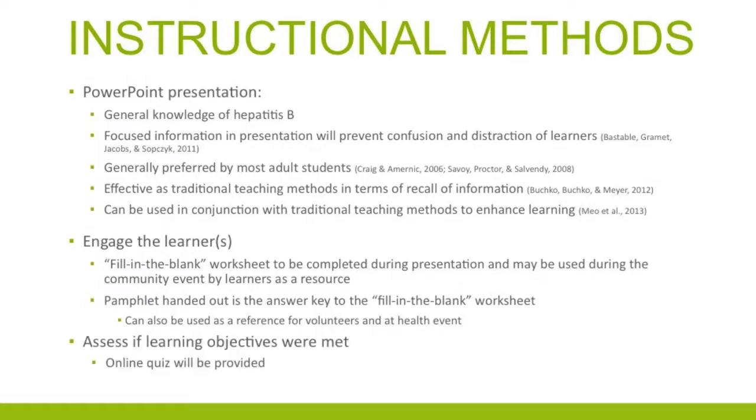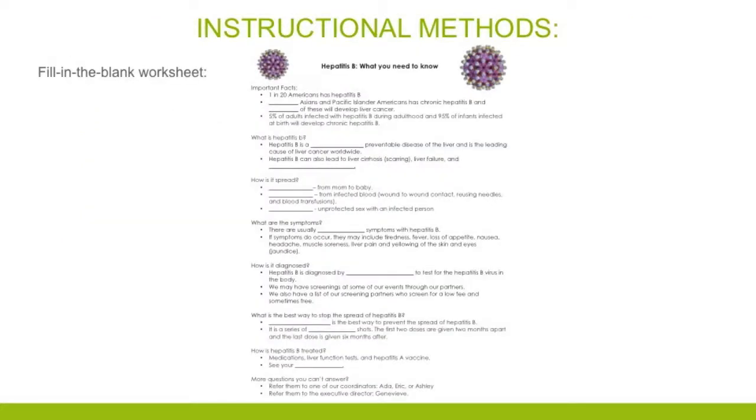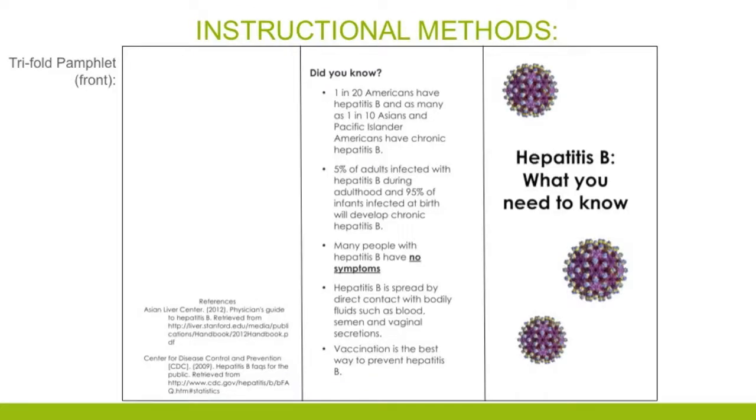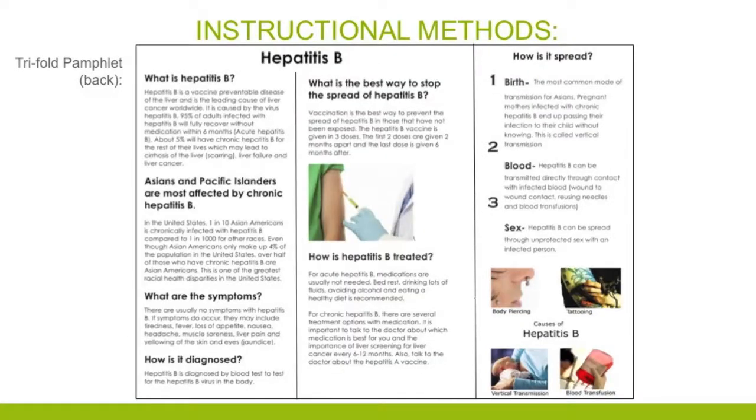At the end, the learner objectives will be assessed with an online quiz. This is the worksheet that the learners will be using to follow along and fill out during the presentation. This is the front of the trifold pamphlet that provides statistics and information on hepatitis B. This is the back of the trifold pamphlet that provides information on hepatitis B. The trifold pamphlet is important because it has the answers to the worksheet that the learners will be filling out throughout the presentation. In addition, the learners can use the trifold pamphlet as an informational tool to refer back to.